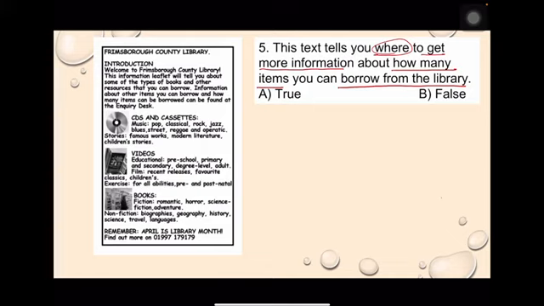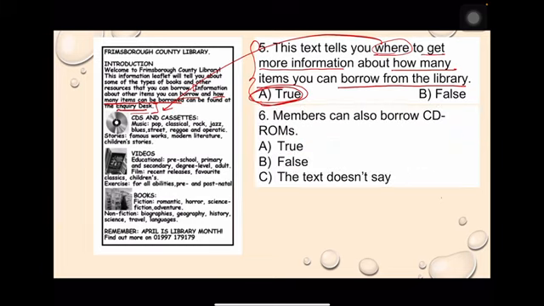The answer is yes. Take a look at this phrase here. Information about other items you can borrow and how many items you can borrow can be found at the inquiry desk. So that answers the question of where. So where do you get it? Inquiry desk. So the answer is true. Okay? Let's continue with question number 6.